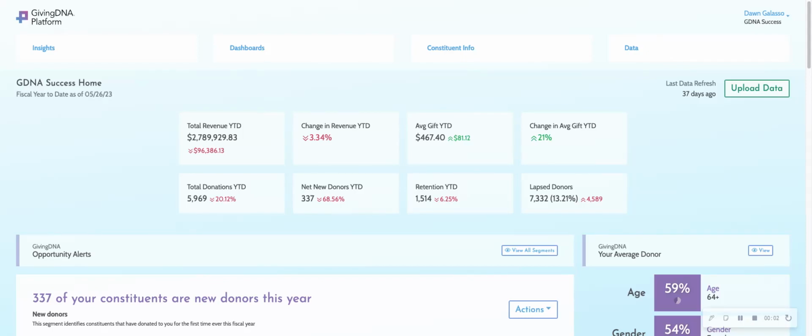Hi again. Today I'm going to share with you how Sigma Xi was able to accomplish the results that I referenced in the email that I sent over to you.